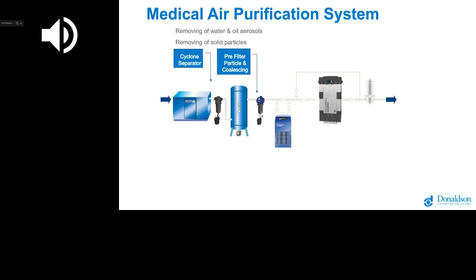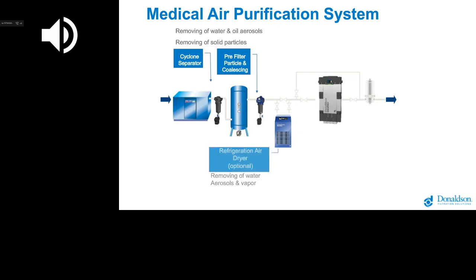The next stage, as you can see, is the air receiver, where the air will be stored, and due to this storage time, the temperature will reduce, allowing further condensate to be removed from the compressed air. In addition, it will help with the control of the compressor. And then we would go into a pre-filter, which will be removing solid particles from the compressed air down to low levels, and the removal of water and oil aerosols.